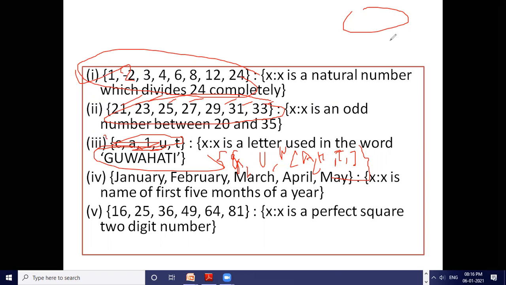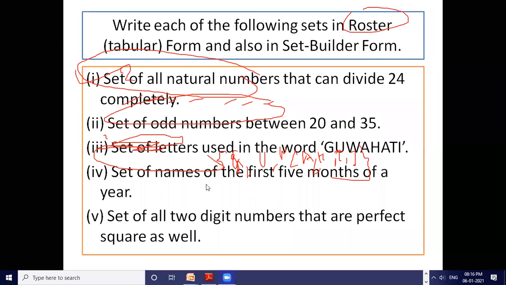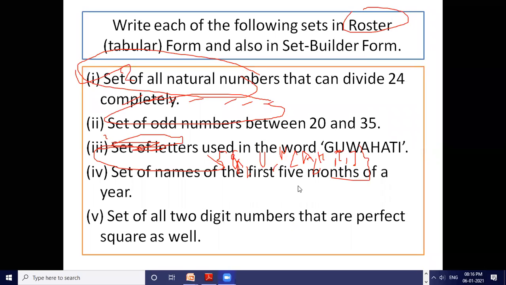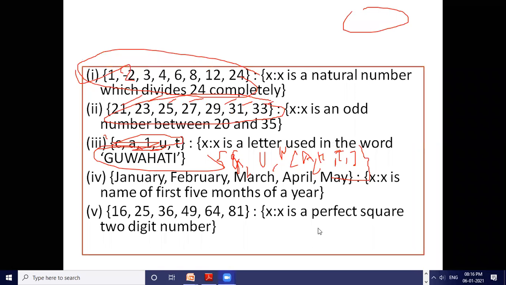Then next question is set of the names of the first 5 months of a year. ये तो आप खुद ही कर लो. Very easy question. First 5: January, February, March, April, May. Okay. Next question. Set of all 2-digit numbers that are perfect squares as well. All 2-digit numbers that are perfect squares.